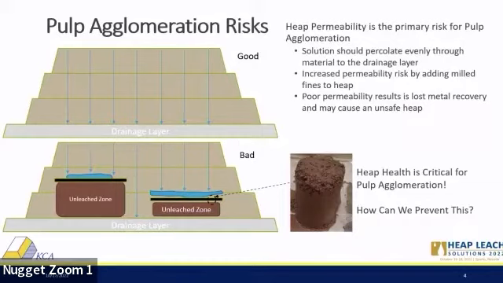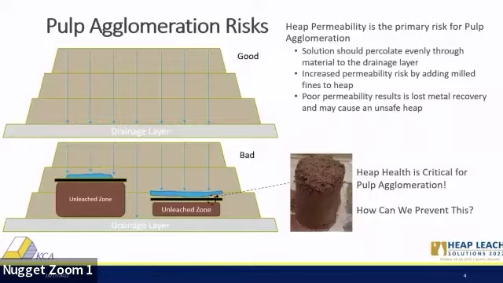You also will be deferring some of your metal recovery to the leach pad, where if the leach pad is not run properly, there is increased risk that you might not realize that metal recovery. And ultimately, the most significant added risk with pulp agglomeration is that you are introducing additional fines to the leach pad, which may result in increased permeability concerns.